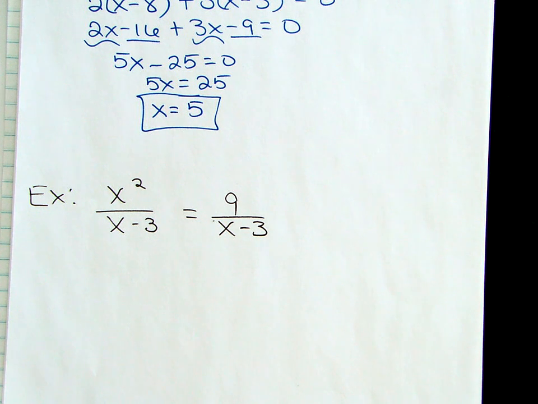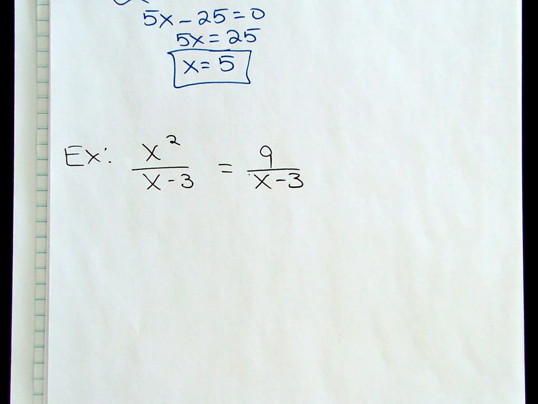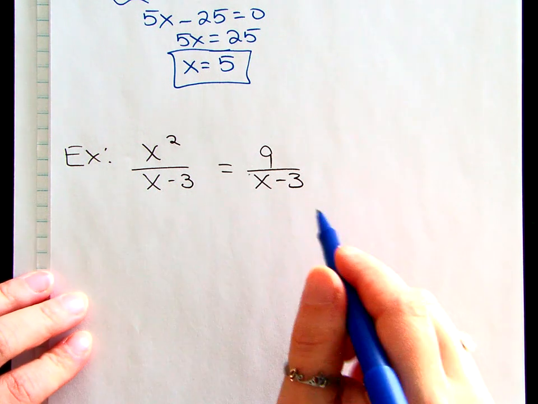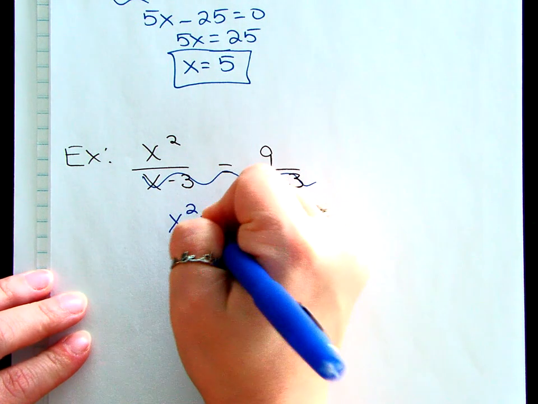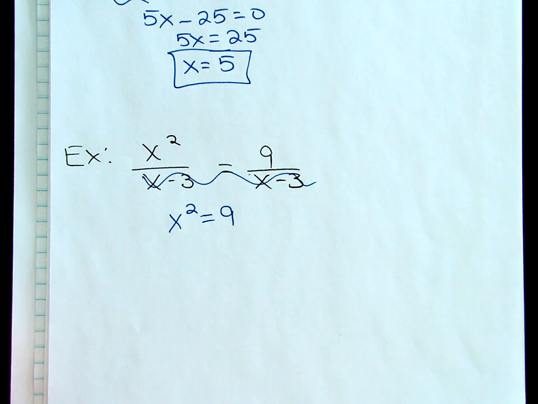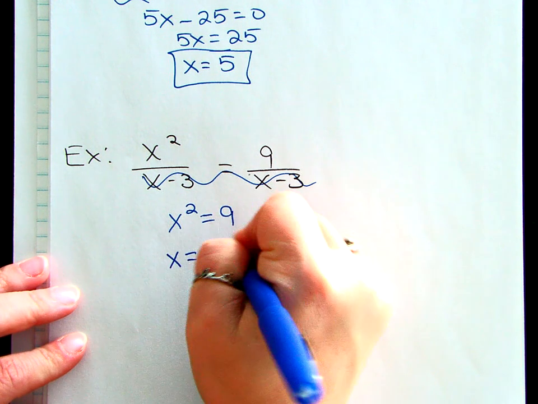If you have a fraction equal to a fraction and the denominators are the same, do you know what you get to do? You get to cancel them. That's exactly right. This looks all big and scary, but really what we have is x squared equals 9. We just get to ignore them, which is wonderful. Take the square root of both sides, you get x equals plus or minus 3.